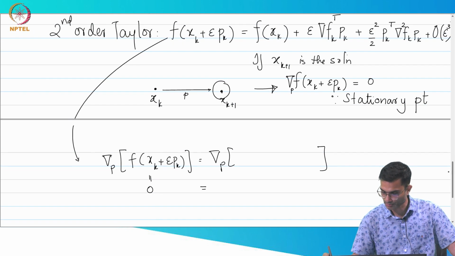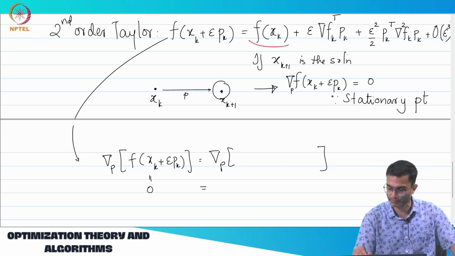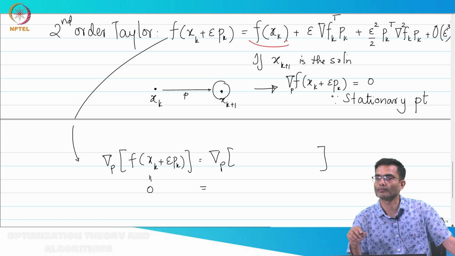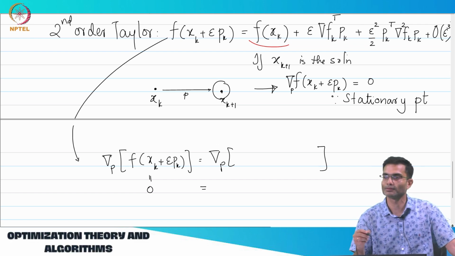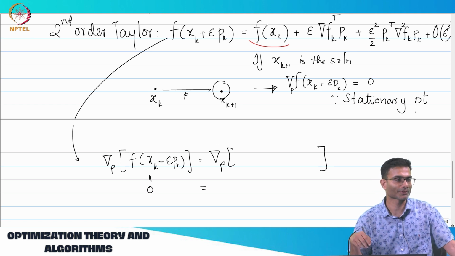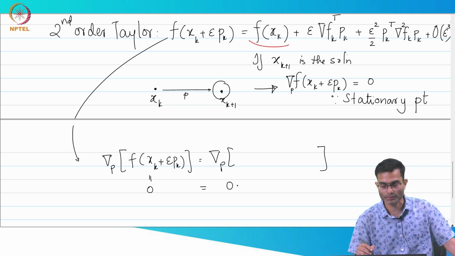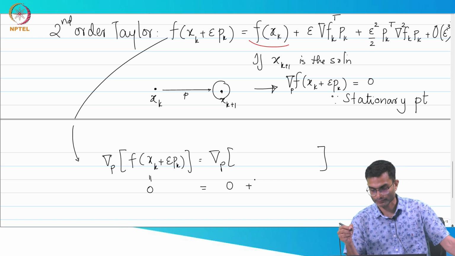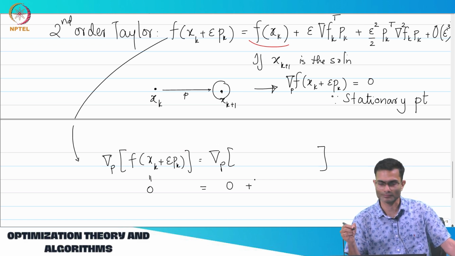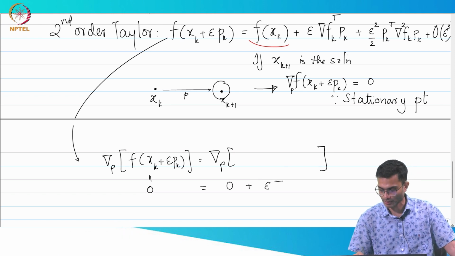Now let's look at the first term over here. What is grad p of the first expression, which is this red term over here? You could answer this if you were in class 11. Do you see the variable p anywhere inside that expression? It's a derivative with respect to something that is not even there, so this has to be 0, right? What about the second term? Epsilon grad fk.